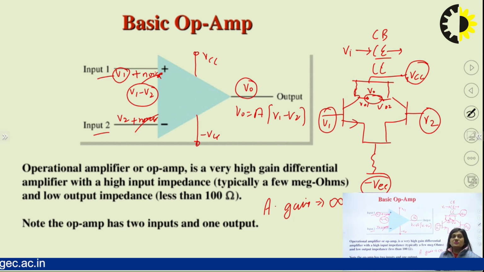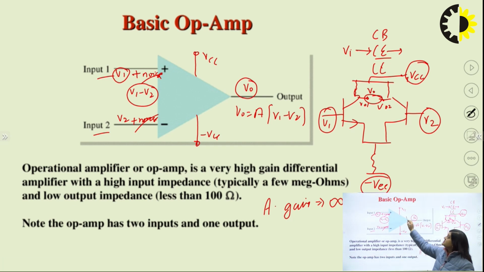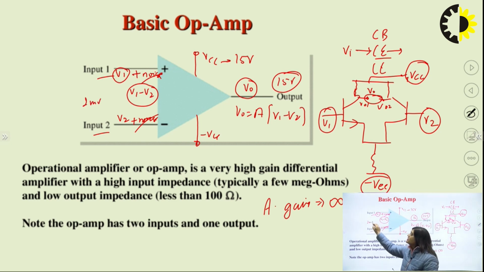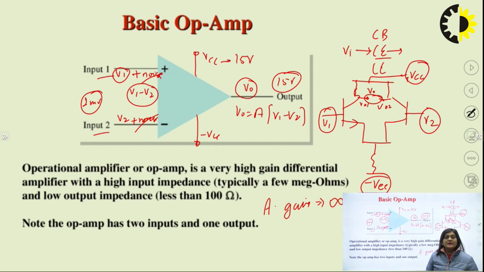The maximum range of output voltage is limited by this VCC biasing. If we have given this VCC as 15 volt, the maximum output voltage will be restricted up to 15 volt. If we take this ideal Opamp and give only 1 millivolt here, then since the gain is infinite, the output will be the maximum possible output, and the maximum possible output is limited by the biasing that we provide. So the maximum possible output will be only 15 volt in that case.